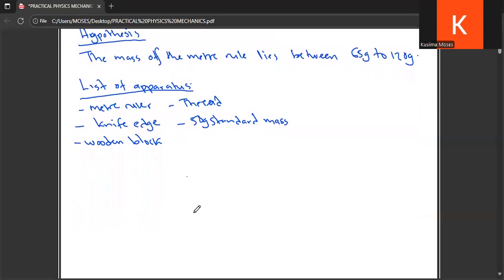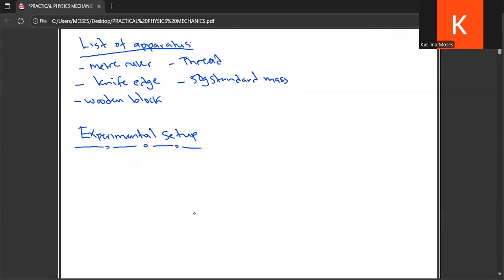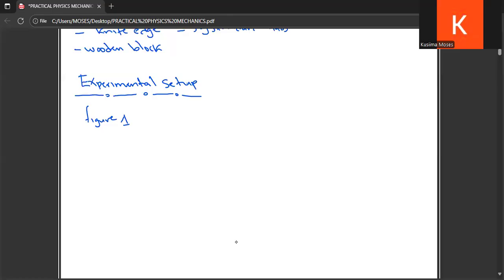Then from there, we come to experimental setup. Here you must draw a working setup. It must be a working diagram. For this case, we shall have figure 1. In figure 1, we shall be finding the center of gravity, because we don't know the center of gravity of this meter rule. This is going to be our figure 1.